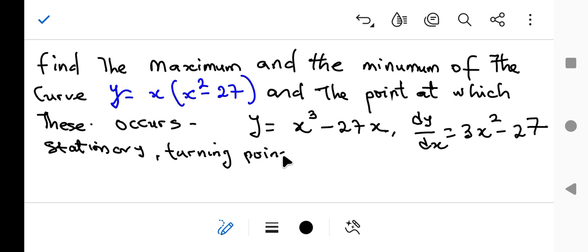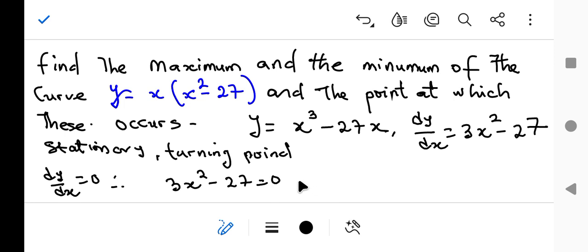So what are we going to do? We equate it to 0. So we have dy/dx equal to 0. Therefore, we have 3x squared minus 27 is equal to 0. Now if you do this properly, the 27 goes to the other side, so 3x squared should be equal to 27.